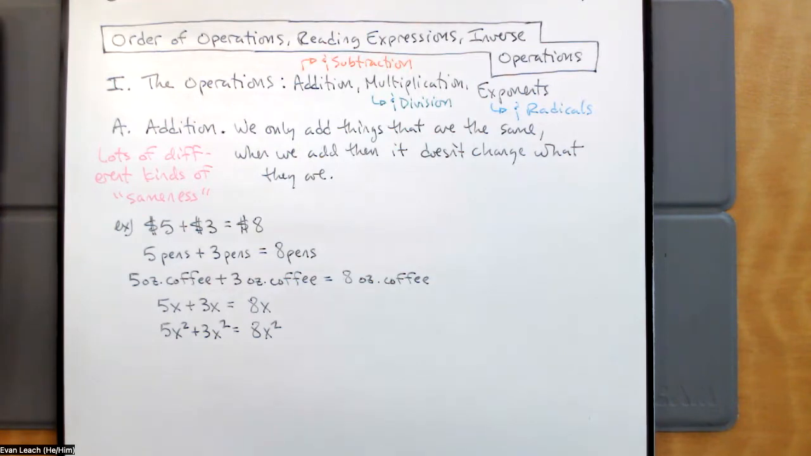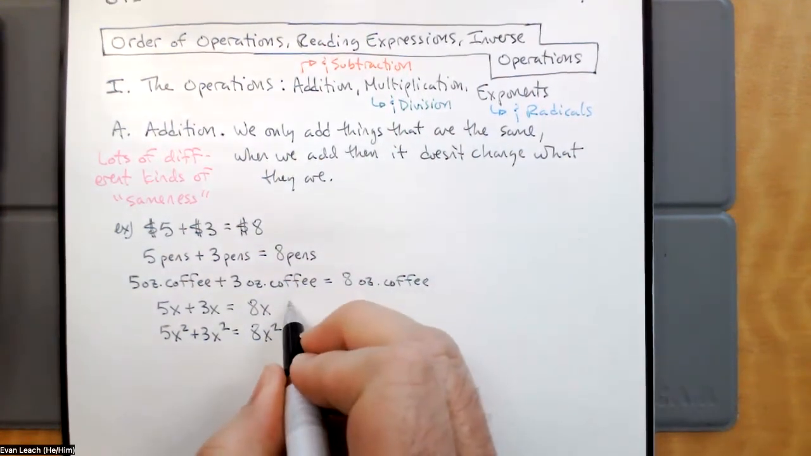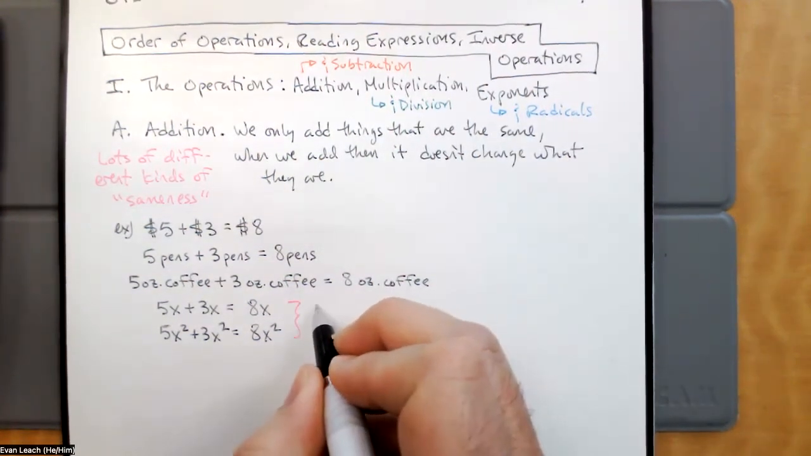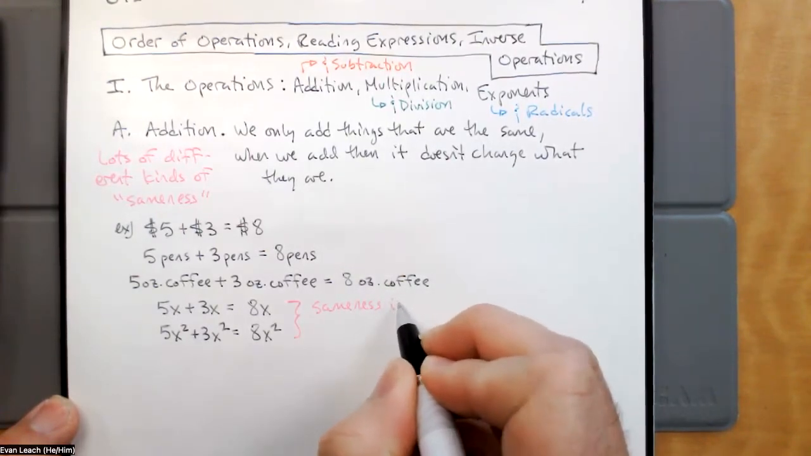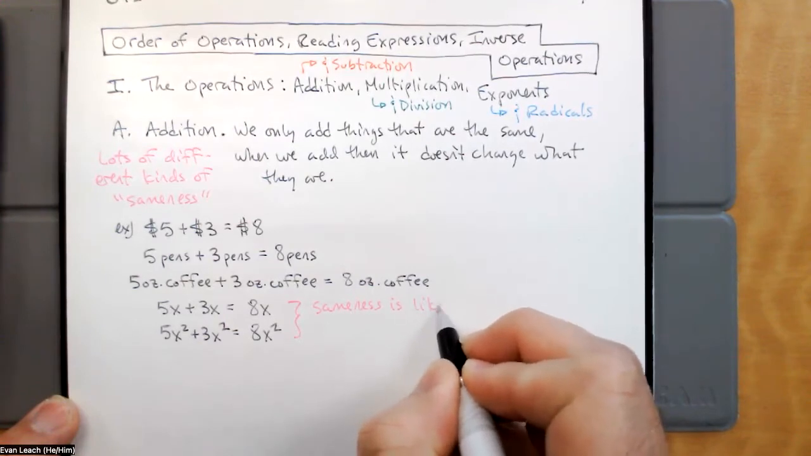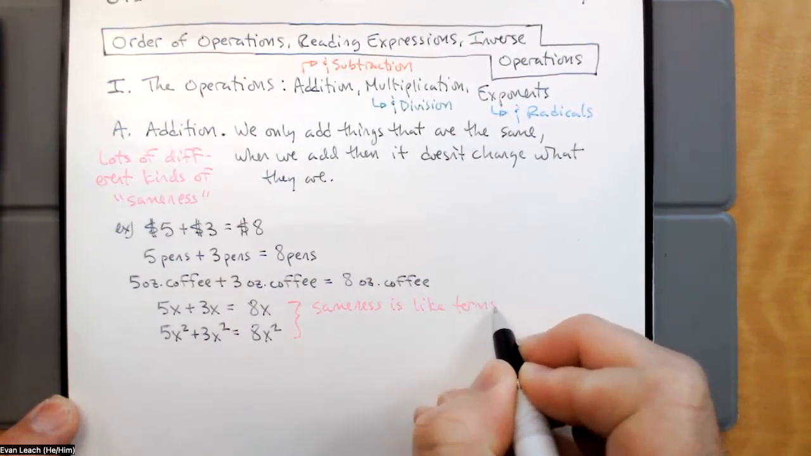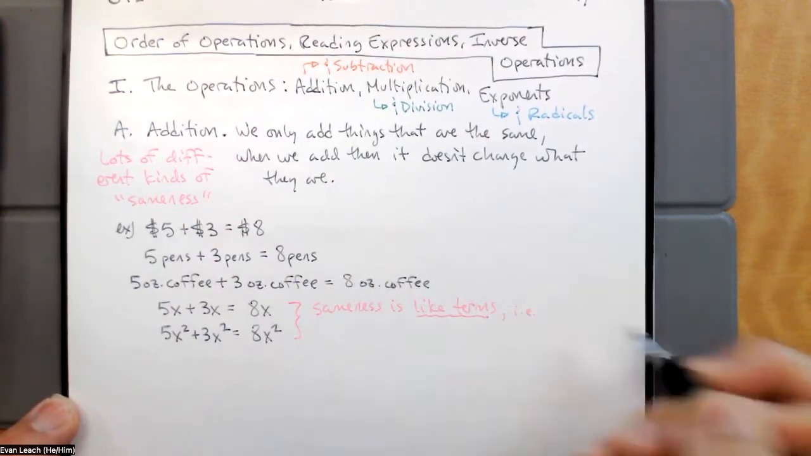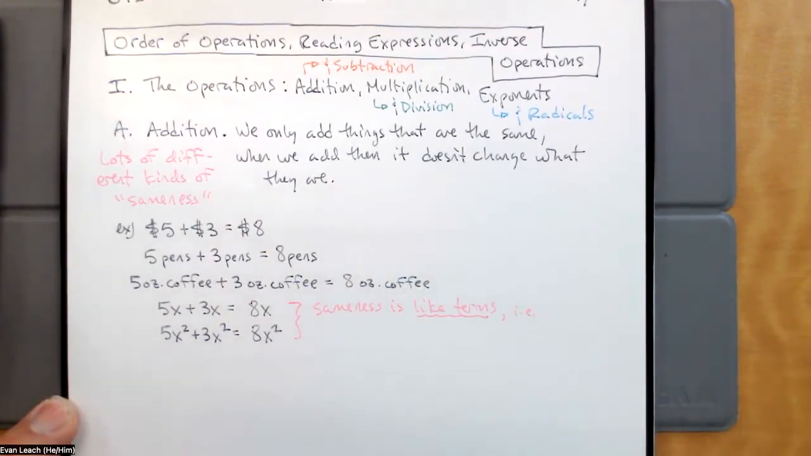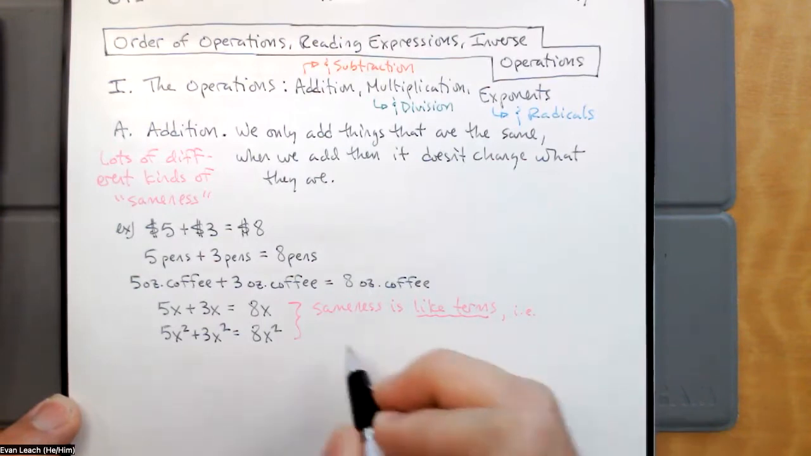So in algebra, we're dealing with like terms. Sameness is like terms, which means same variables with same exponents.